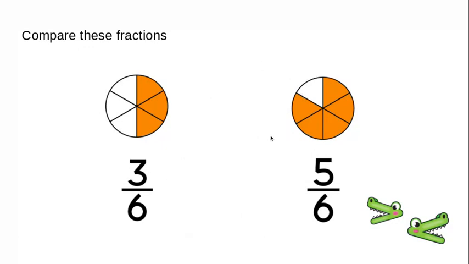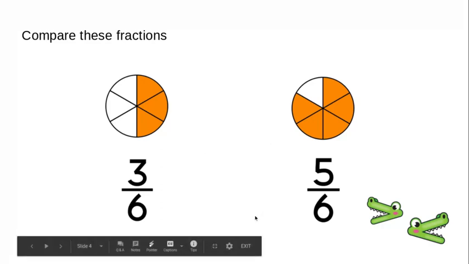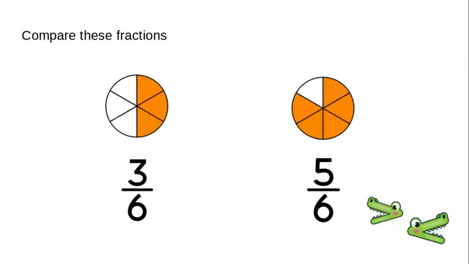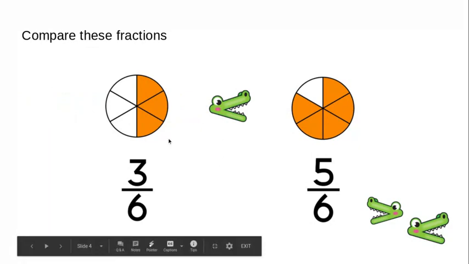So if it's written like this and we had to put the math symbol in, what do you think it would look like? Which way do you think it would go? Maybe jot that down quickly, and then let's check and see how you did, okay? So 3/6 is less than 5/6, which is saying 5/6 is greater.